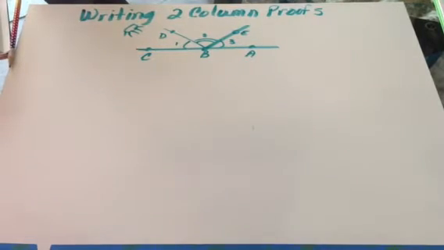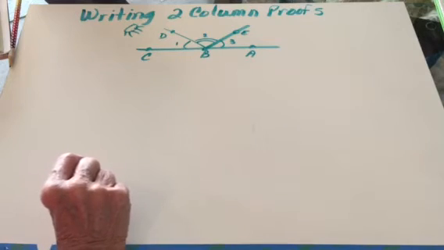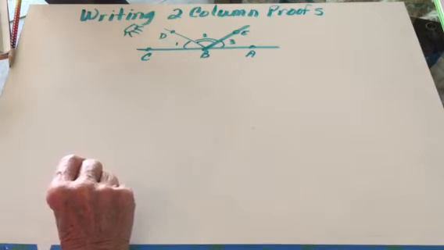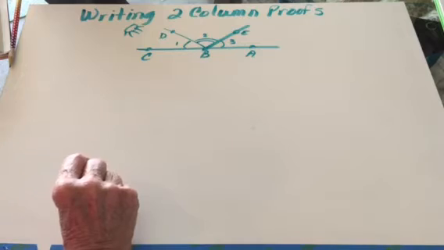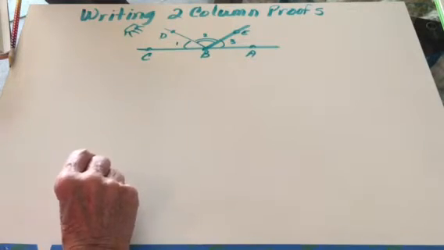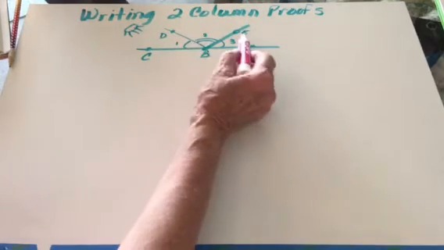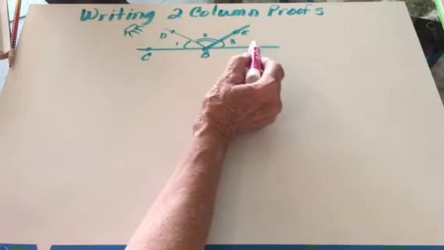In this video, we're going to talk about writing two-column proofs. You may have heard from other people that geometry is a class where they're asking you to prove things. We don't just say things, we actually prove them by statements and theorems and postulates that we have discovered in previous lessons. So here we have a picture, a diagram of two angles.